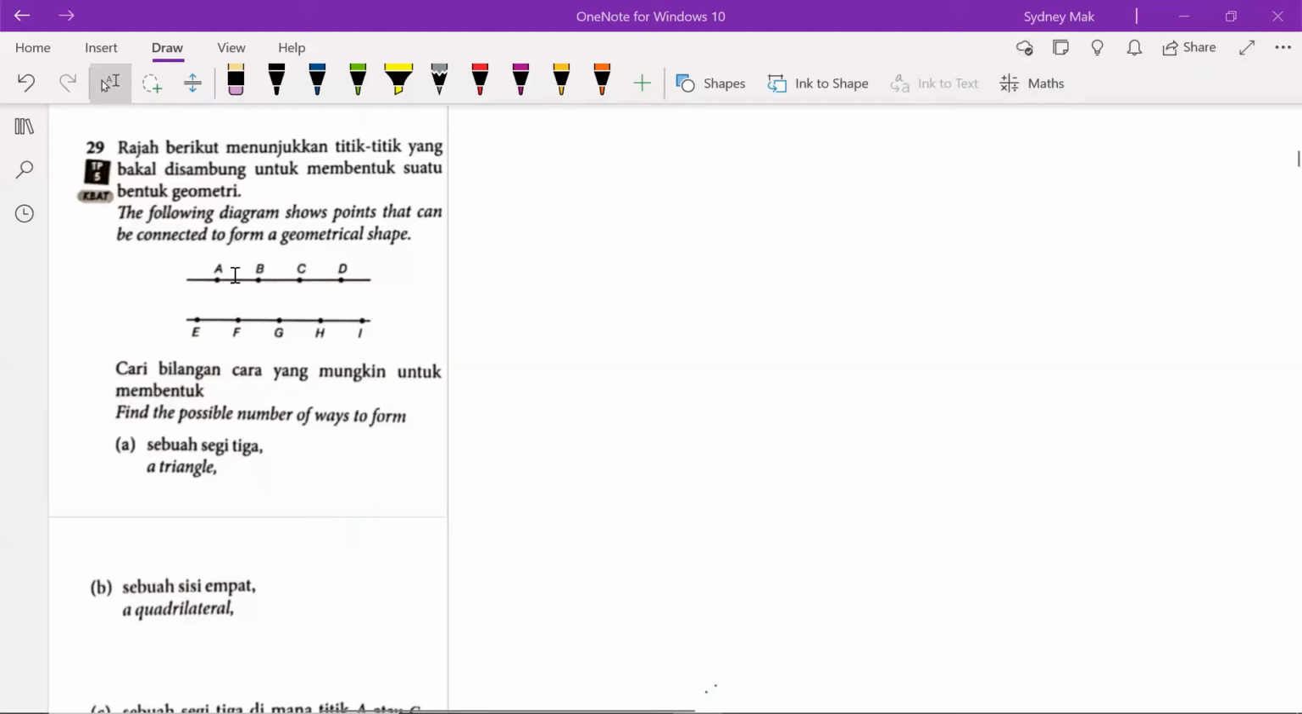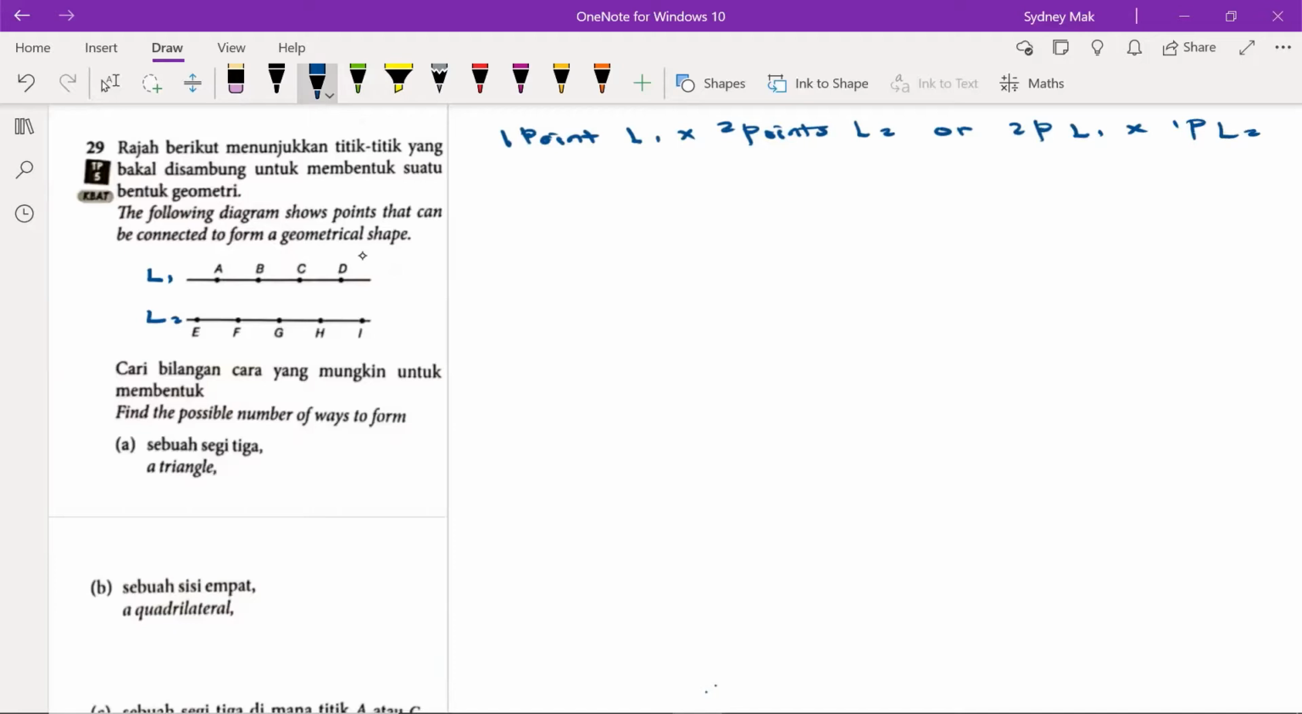Let's label the first straight line, line 1, and line 2. So it's either 1 point from L1, followed by any 2 points from L2, or 2 points from L1, followed by 1 point from L2. So we have 2 conditions here.